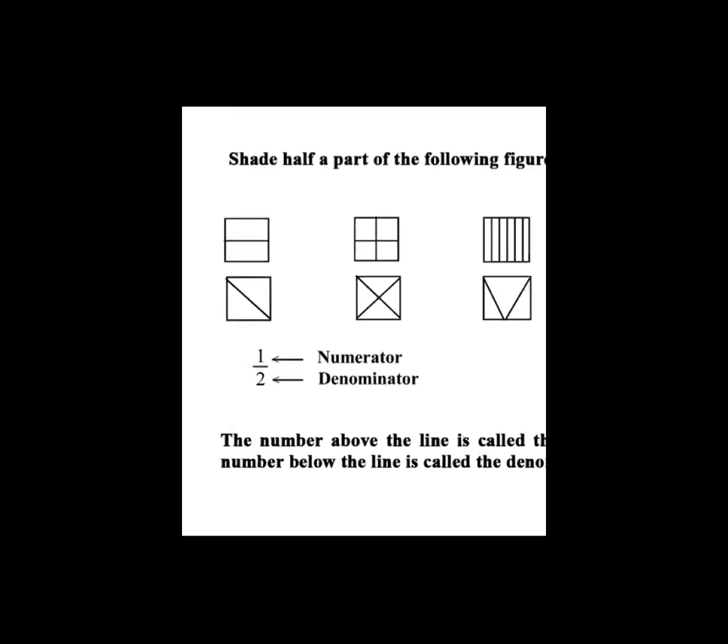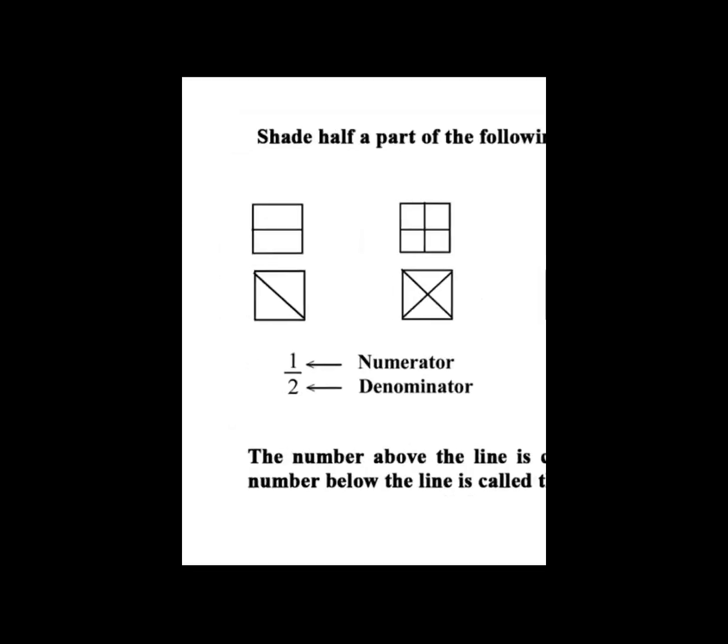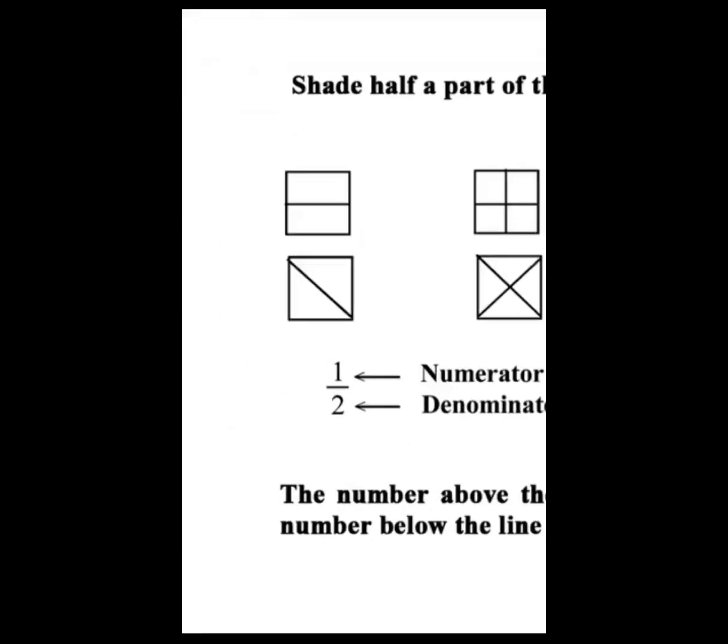Okay, I shall explain one by one. Half a part of means we have to shade one half. This is the whole part. Then I have to color it clearly, will you? Color means we have to color this one part. From the second figure, we have to shade one part, that is half.